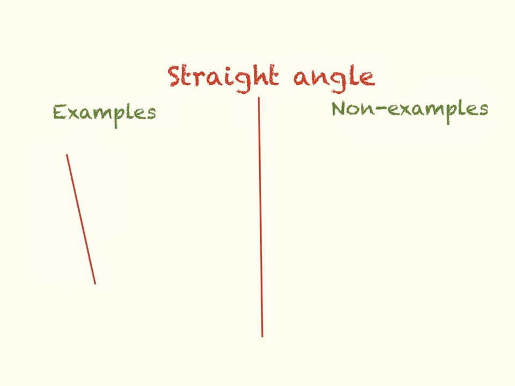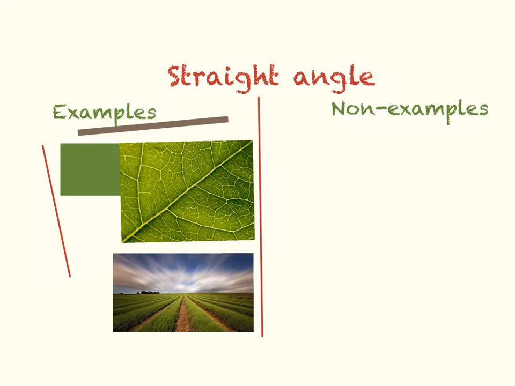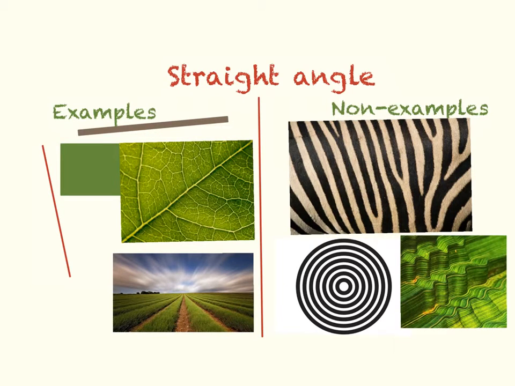Next we're going to explore the word straight angle, also known as a line. Here are some examples of a straight angle. Check out these straight angles. Here are some non-examples of straight angles. Can you see the big difference between the examples and non-examples?